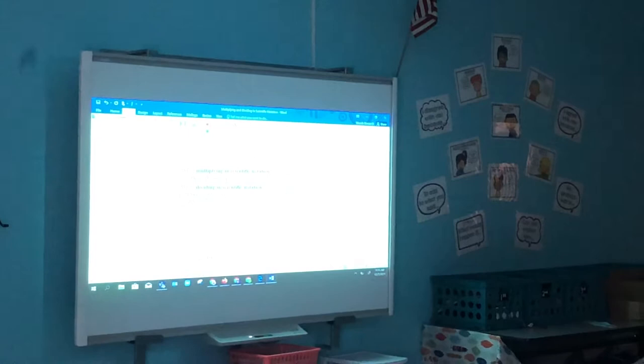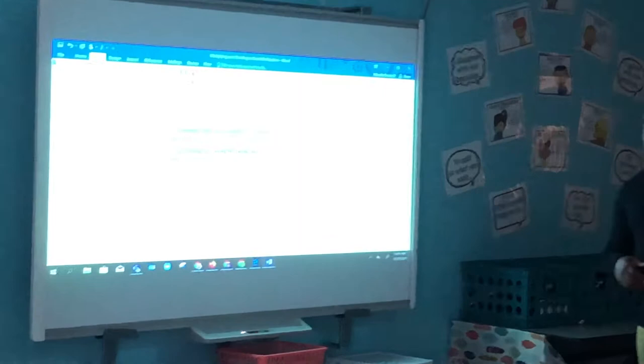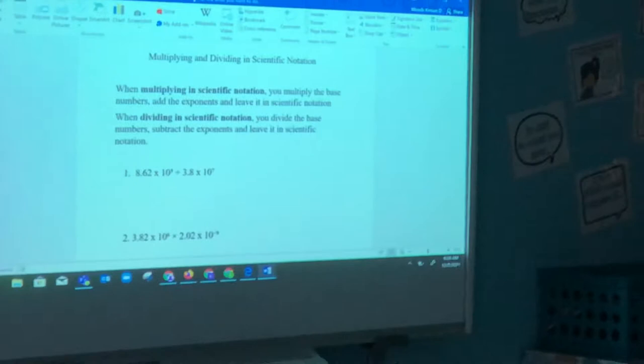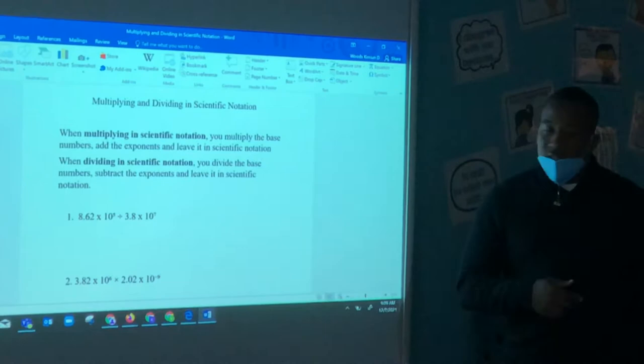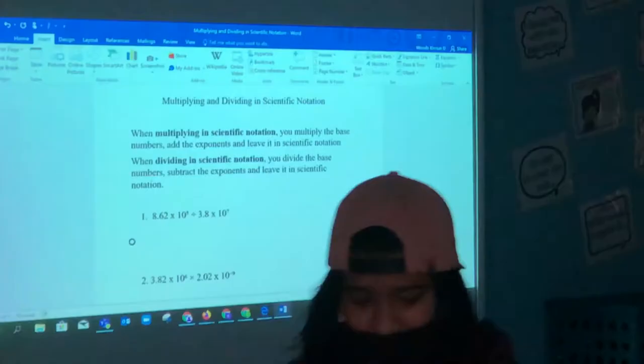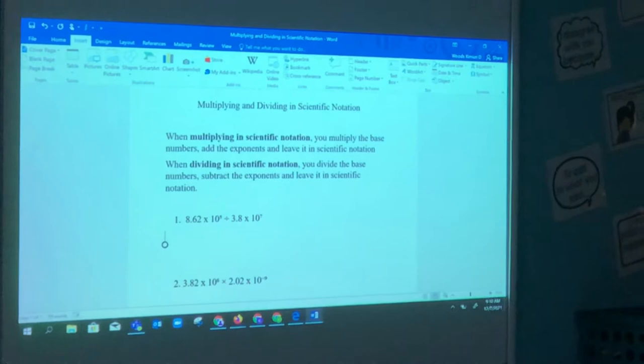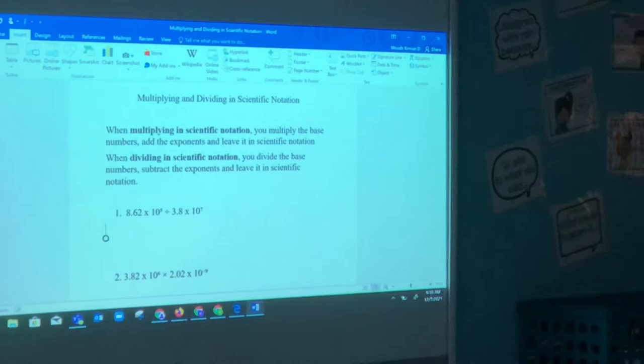All right, so for the last couple days, we've been talking about and doing problems on multiplying and dividing in scientific notation. So first we're gonna do a quick review, just to refresh everybody's memory. Does everybody still understand, or does somebody have any questions? In multiplying scientific notation, you gotta multiply the base numbers, add the exponents, and then leave it in scientific notation. And dividing, you gotta do the opposite. You gotta divide the base numbers, subtract the exponents, and then leave it in scientific notation.